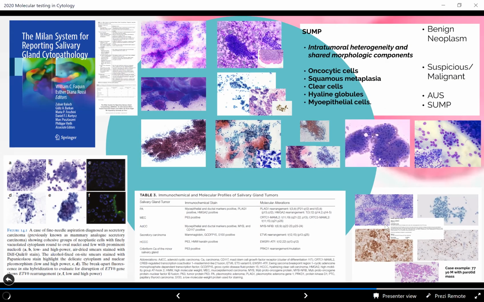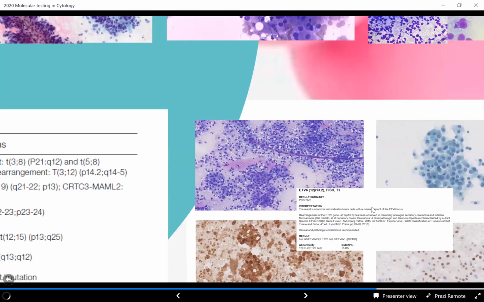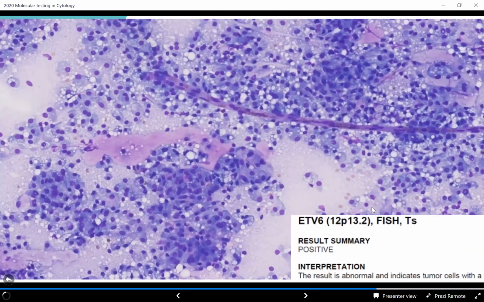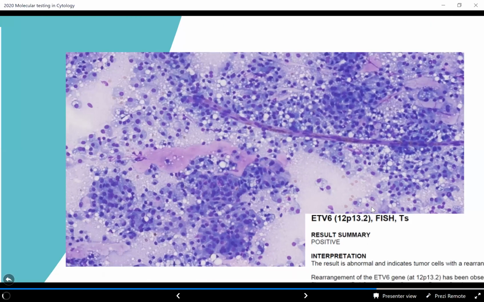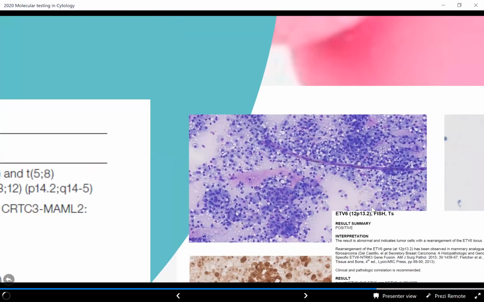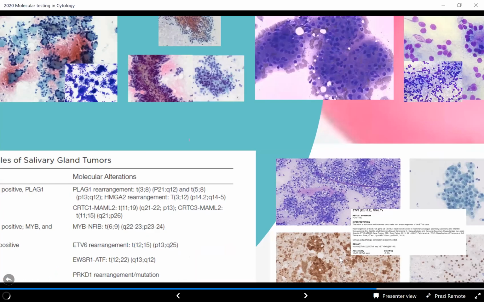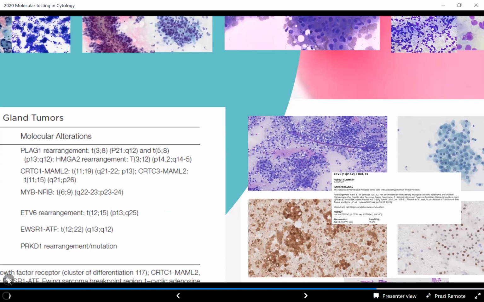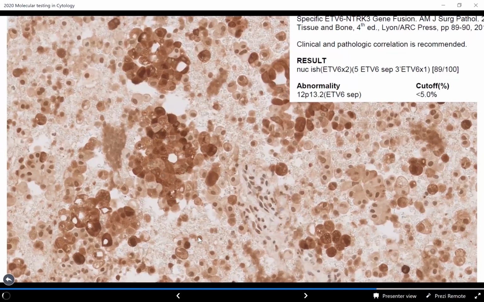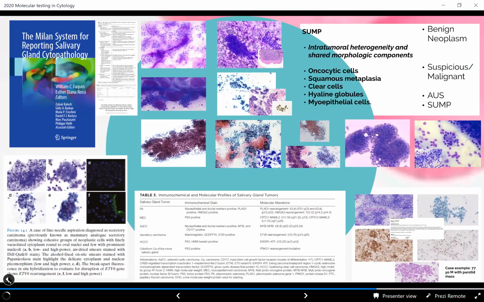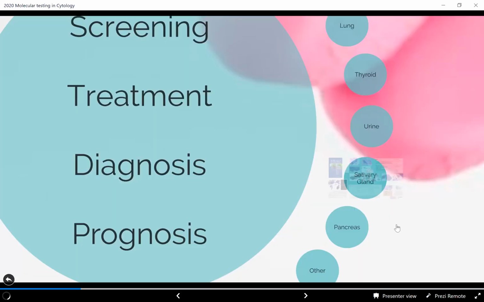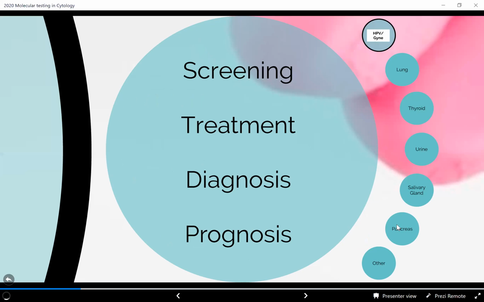So this is a case which had a parotid mass. It was positive for ETV6 by FISH. And so that was helpful in knowing that this is the secretory carcinoma. You can also obviously do some immunohistochemistry. Let's see what else. So this is another example. It can be helpful in trying to determine or confirm a case which isn't quite fitting the way you imagine it. Pancreas. Pancreas is slowly becoming mainstream.